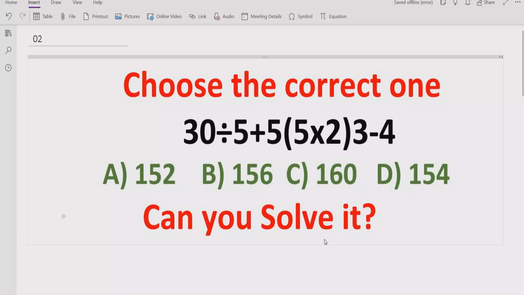Today we will solve another quiz which is related to arithmetic expression. It is a very long expression and we have to find out the correct answer after solving it. In the answer list we have four answers. Answer A is 152, answer B is 156, C is 160 and D is 150. We will solve it and then see which answer is correct.